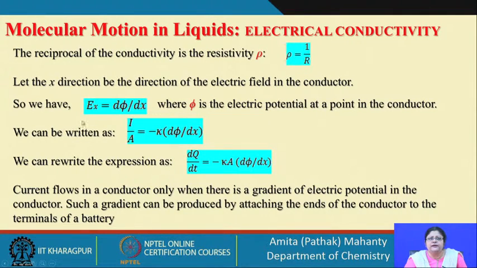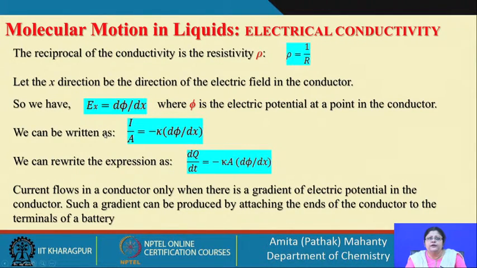We can say the electric field is defined as Ex equals minus d phi by dx, where phi is the electric potential at a point in the conductor. So, we can rewrite this. You just have to look at the previous expressions, where what we had for I by A can be rewritten in terms of kappa into the gradient in electrical potential.